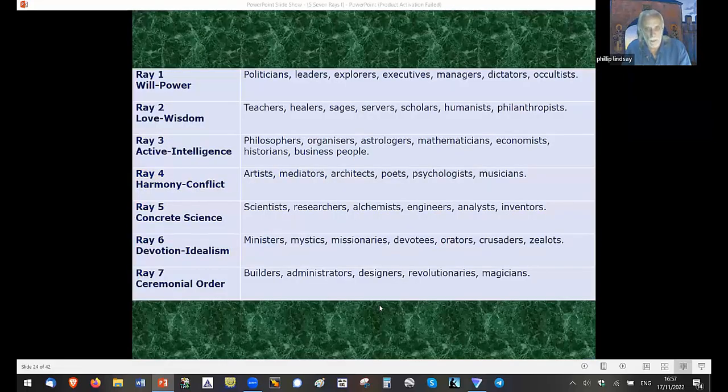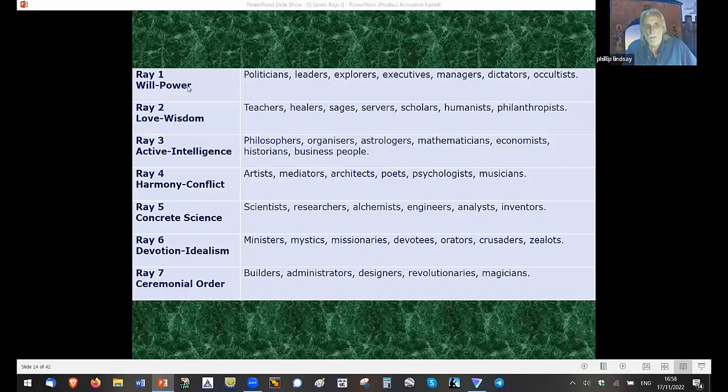And one of the great ways of looking at the rays is the occupations associated with the rays. So ray 1, will or power, we have politicians, leaders, explorers, executives, managers, dictators, occultists. Now, you might remember when we looked at the masters that the Master Moya is the Shohan or custodian of the first ray of will or power. And part of his job is to inspire politicians and leaders and executives, to impress upon them ideas that will stimulate them into working within their chosen field.